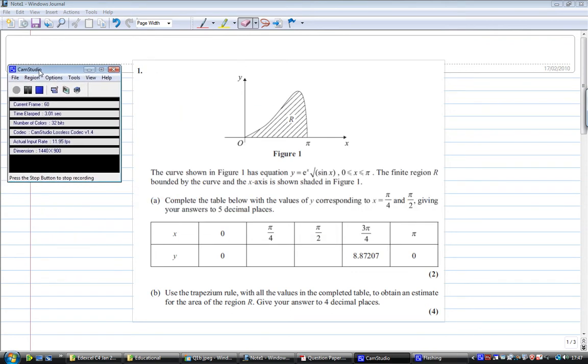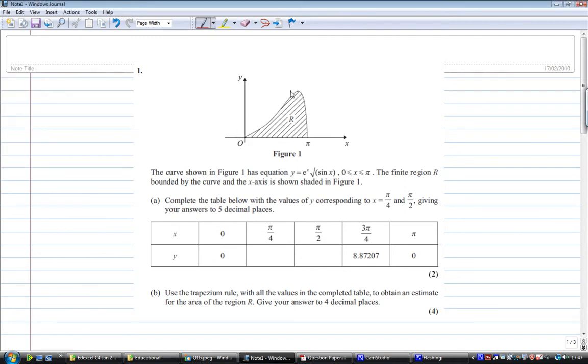Okay, what we've got here is a January 2008 edexcel exam. We're looking at the first question, which is about the trapezium rule. We've got a curve, like this. It's given by this equation here between the region 0 and pi. And we're looking to use the trapezium rule to find the area in that region.